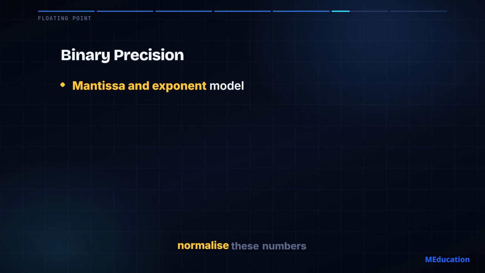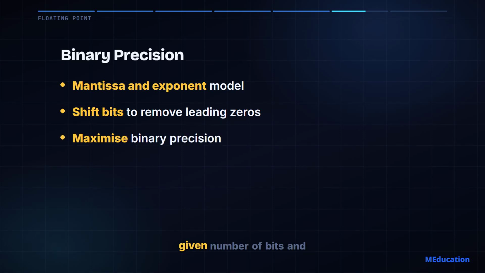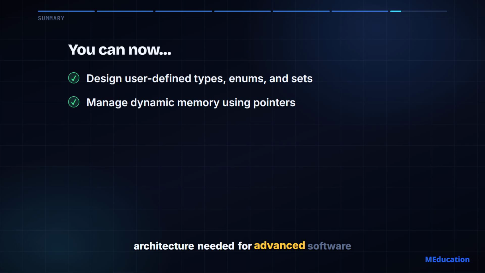Finally, we tackle how computers store real numbers using the mantissa and exponent model for floating-point binary. You will learn how to normalize these numbers. Normalization shifts the binary bits to remove redundant leading zeros, ensuring maximum precision for a given number of bits and preventing wasted space. This process is highly mechanical, and mastering it will secure you 3 to 5 marks per calculation in your final paper.